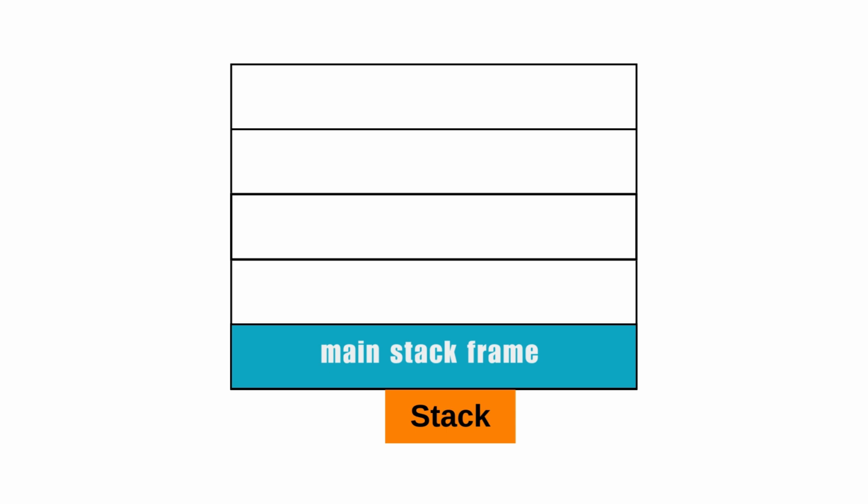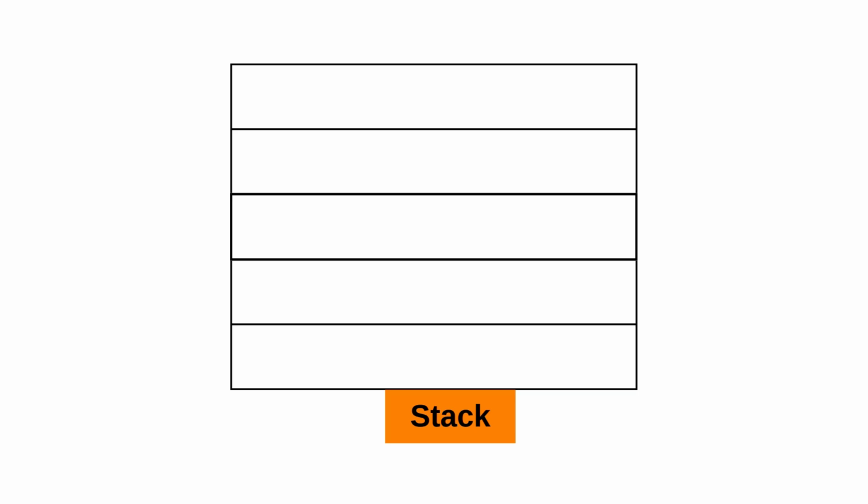Finally, main completes and returns using its own dummy return address, which triggers the program exit routine. The runtime environment cleans up main's stack frame, freeing all allocated memory. The stack is now back to its pre-programmed state.